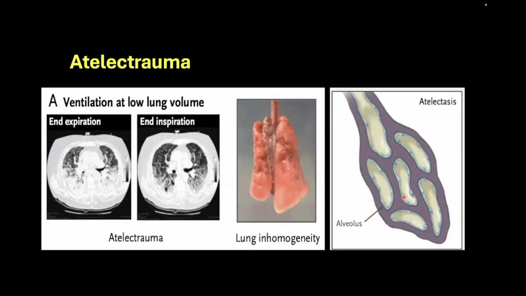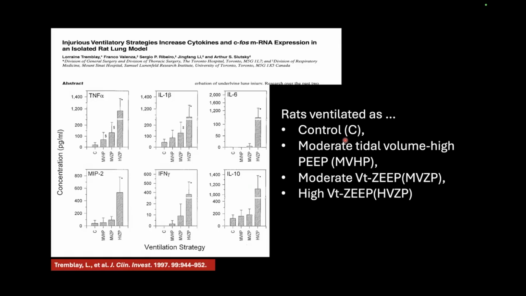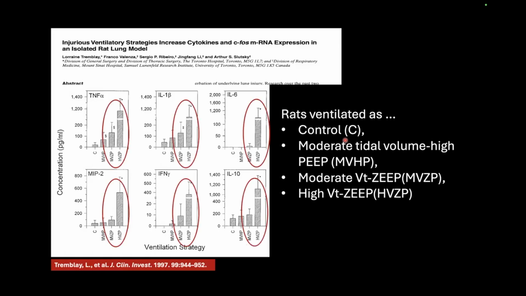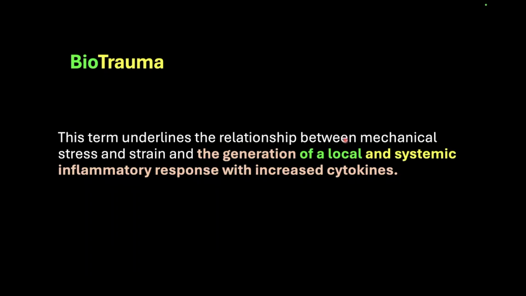Atelectrauma was first identified in the year 1997, where it was found that atelectasis and low FRC will increase the pulmonary vascular resistance and increase the right ventricular afterload. It also promotes inflammation, as shown by Tremblay et al. in 1997 by this classical animal study, where they showed that atelectasis increased the inflammatory markers in the lung.